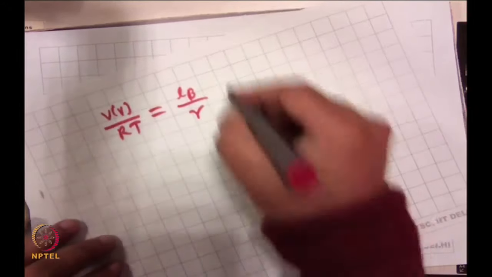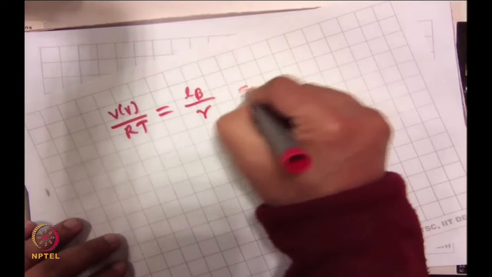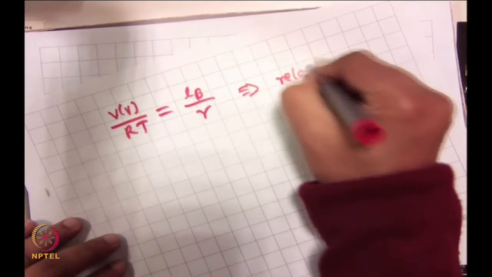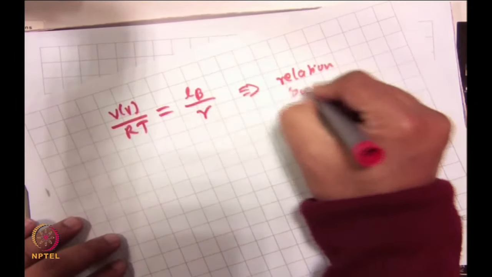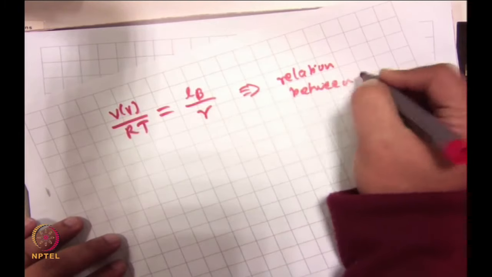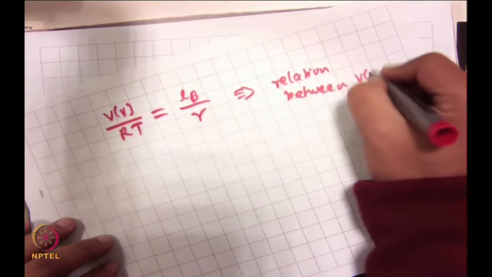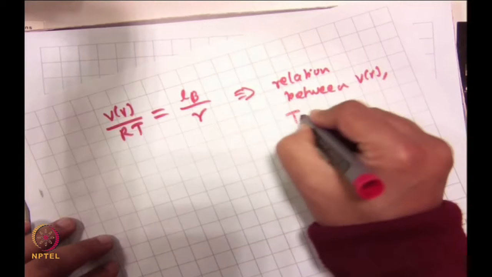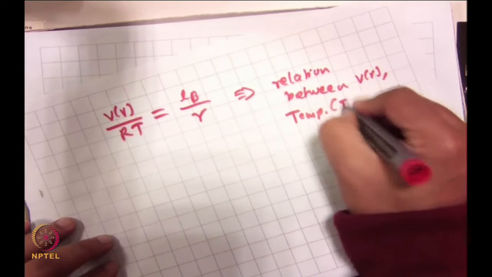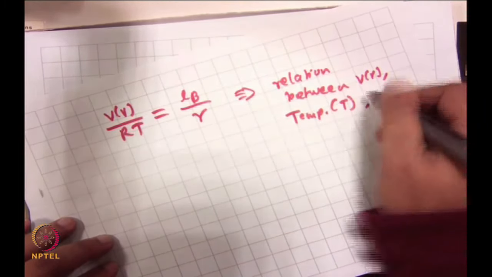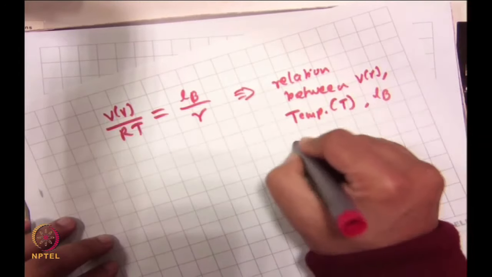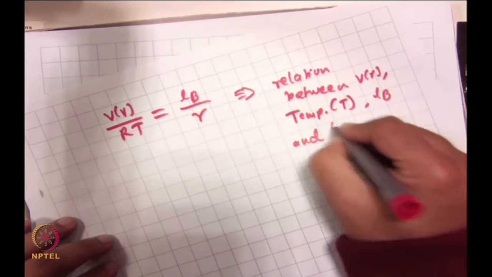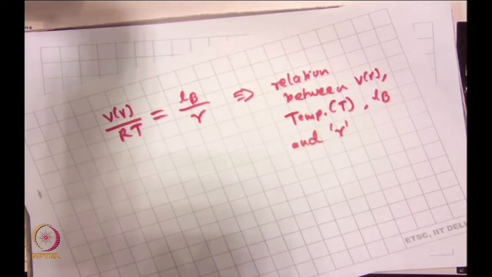So, this is an equation. You have found out a relation between, and this is significant, V(R), temperature T, the Bjerrum length L_b, and the distance of separation R.